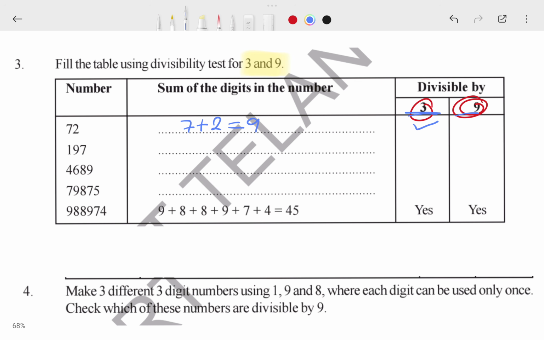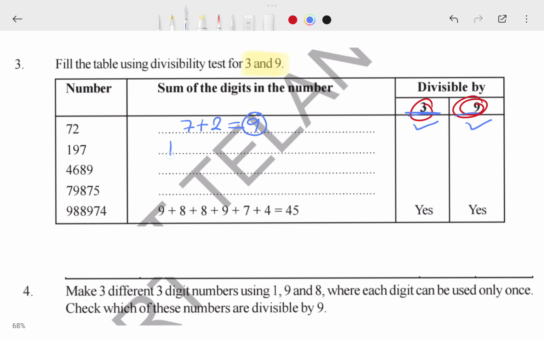Now to check whether it is divisible by 9 or not, you have to do the same thing, just add the digits. So 7 plus 2, that's 9 only. Add this number and check whether it is in the 9 table or not. In the 9 table, 9 is there, yes, so it means that this is divisible by 9 also. Now let's see this 197.